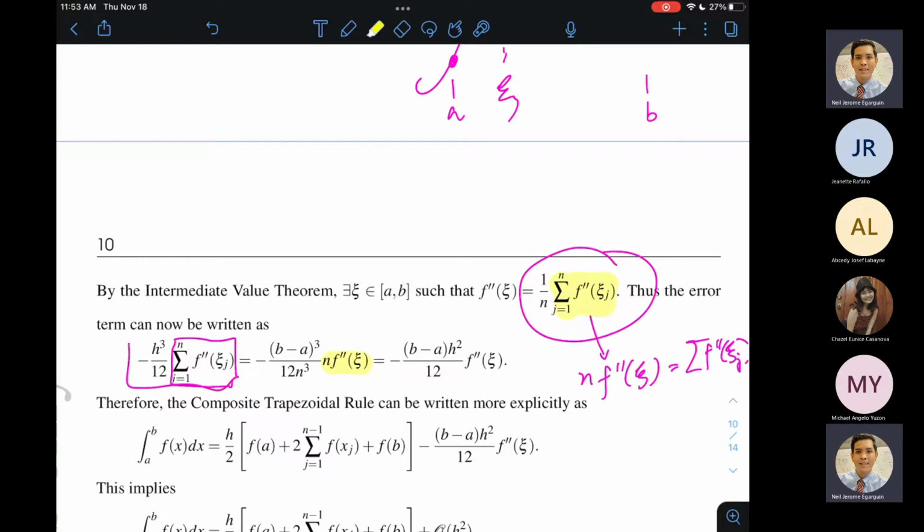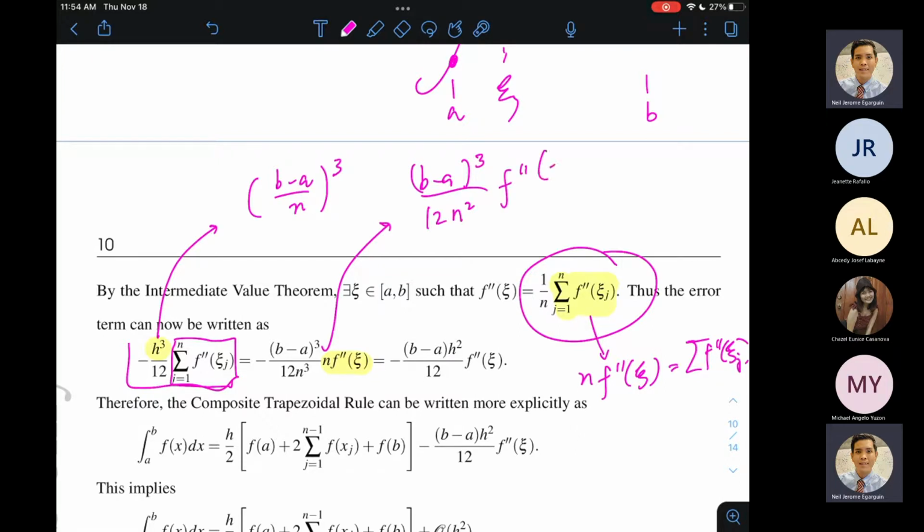Tapos in-expand ko, ano nga ba yung ibig sabihin ng h cubed? Remember, h cubed is (b minus a over n) quantity cubed. All right? So that's how I got b minus a cubed here and a 2 cubed below. But I have an n above, so that means we'll be only left with an n squared below. So mangyayari ito ay magiging b minus a quantity cubed all over 12n squared f double prime of c.